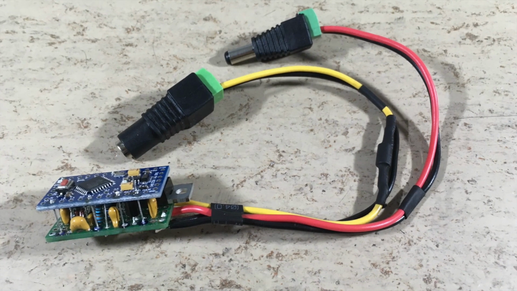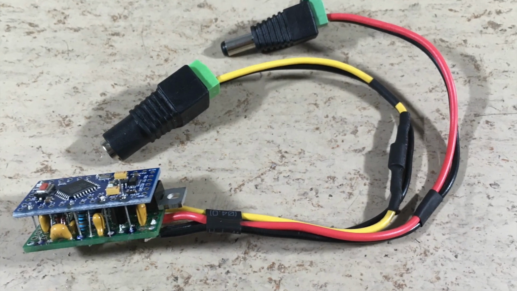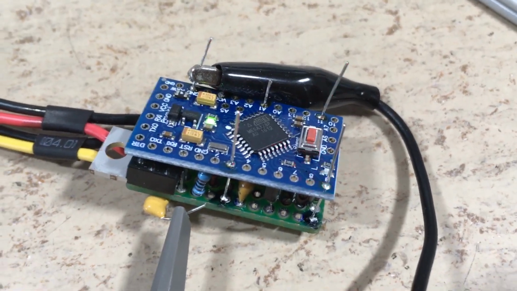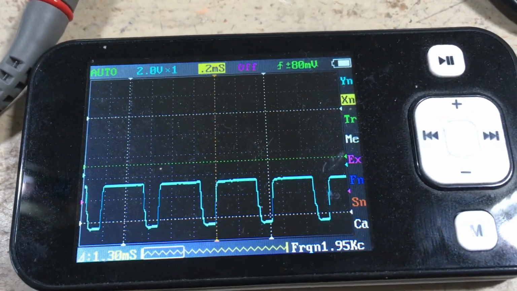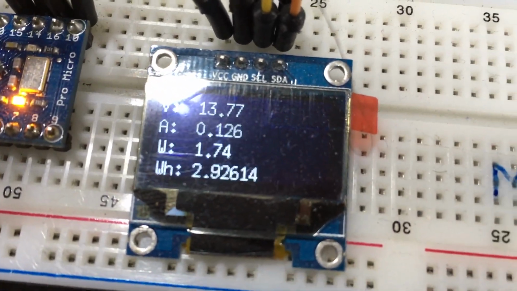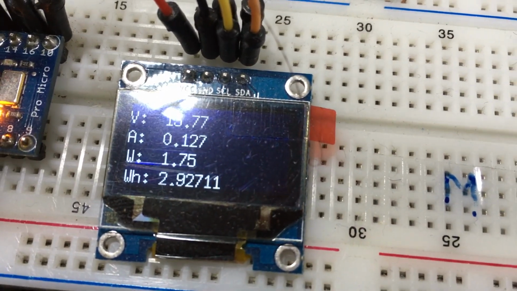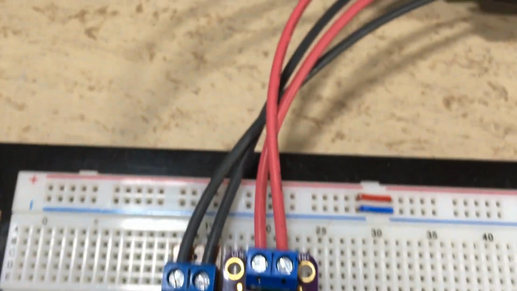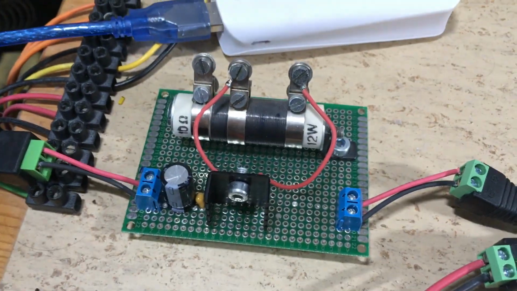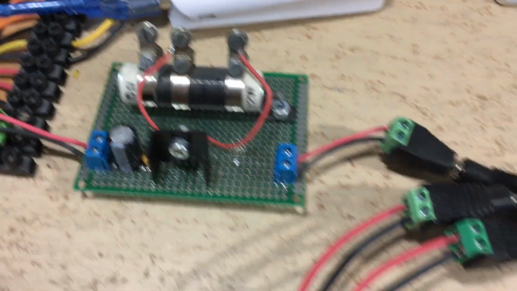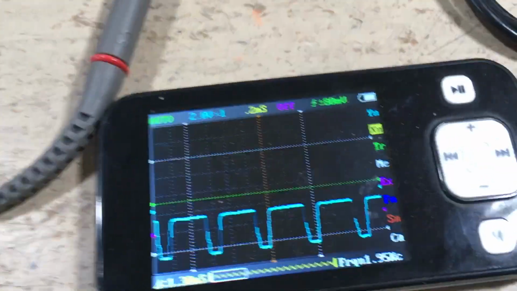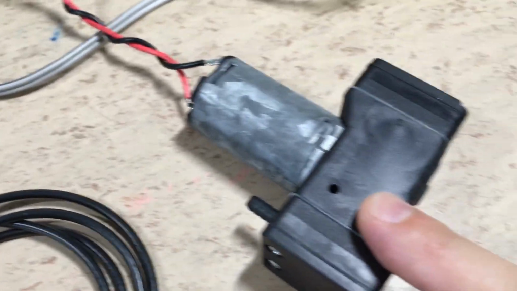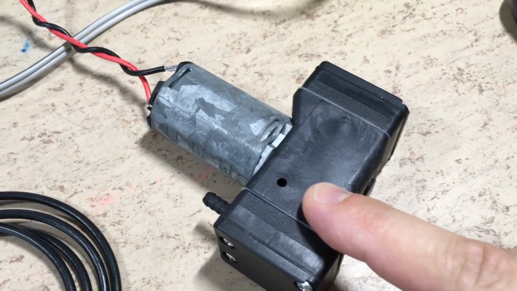This is the finished PWM controller. Now it's time to do some more tests. This is the MOSFET gate signal at 2 kHz. I also used this Arduino power meter for the measurements. This unit is limiting the input current to about 0.3 amps. This air compressor is used to load down the battery.